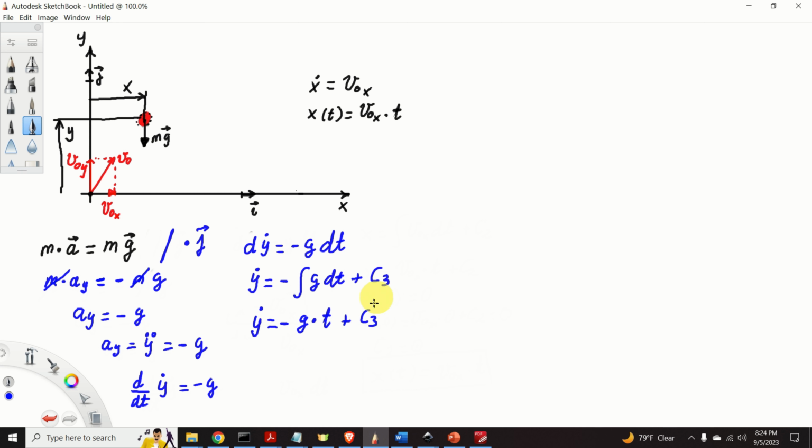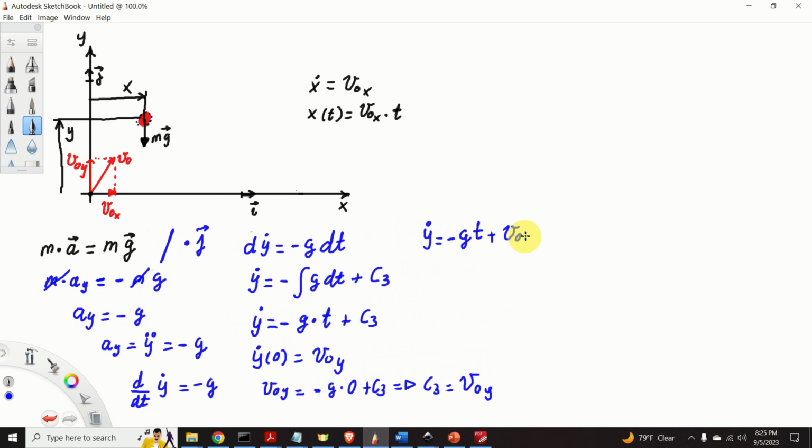Next, we need to determine the constant c3. We can determine this constant from this initial condition. Namely, we know that y dot of 0 is actually equal to v0y. By substituting this initial condition in this equation, we obtain that v0y is equal to minus g times 0 plus c3, and consequently we obtain that c3 is actually v0y. And finally, y dot is equal to minus gt plus v0y. Perfect.